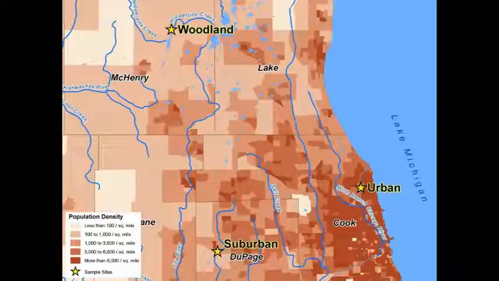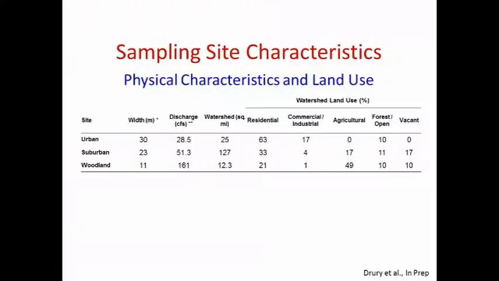Our suburban site out here in DuPage County, on this map, the colors represent population density, right? So you can see in Cook County and Chicago, very, very high population density, lower population density out in the suburbs, and then here is our woodland site out at Nipissing Creek, much, much lower population density. So those were our three sites.